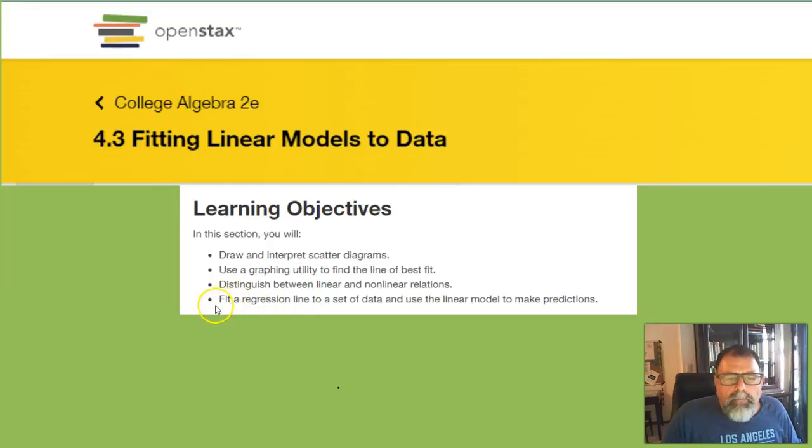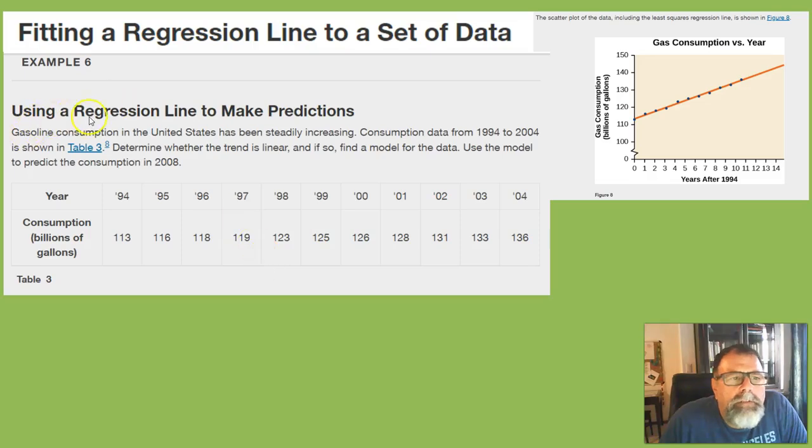Okay, our last learning objective, fit a regression line to a set of data and use the linear model to make predictions. Example 6, using a regression line to make predictions. Gasoline consumption in the United States has been steadily increasing. Consumption data from 1994 to 2004 is shown in Table 3. Determine whether the trend is linear, and if so, find a model for the data. Use the model to predict the consumption in 2008.